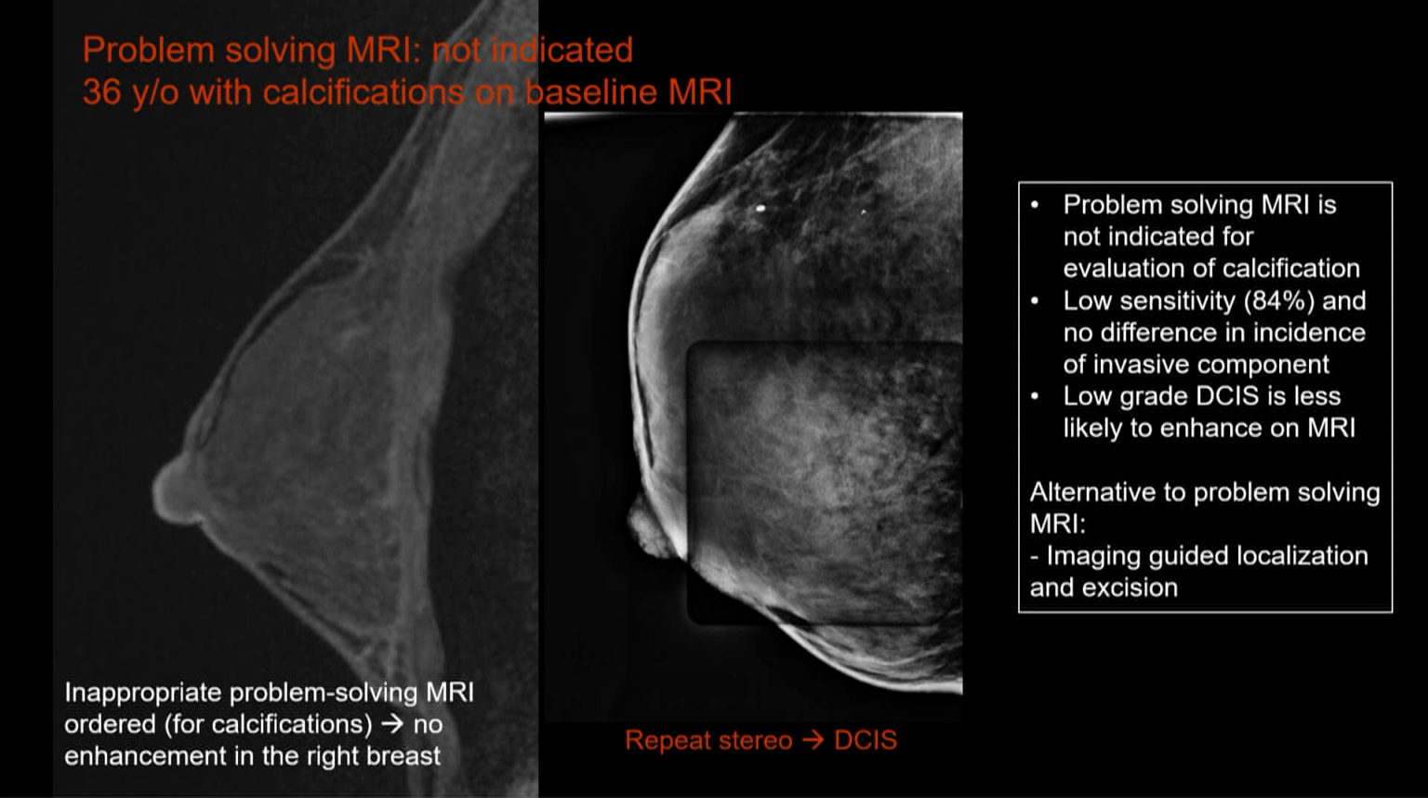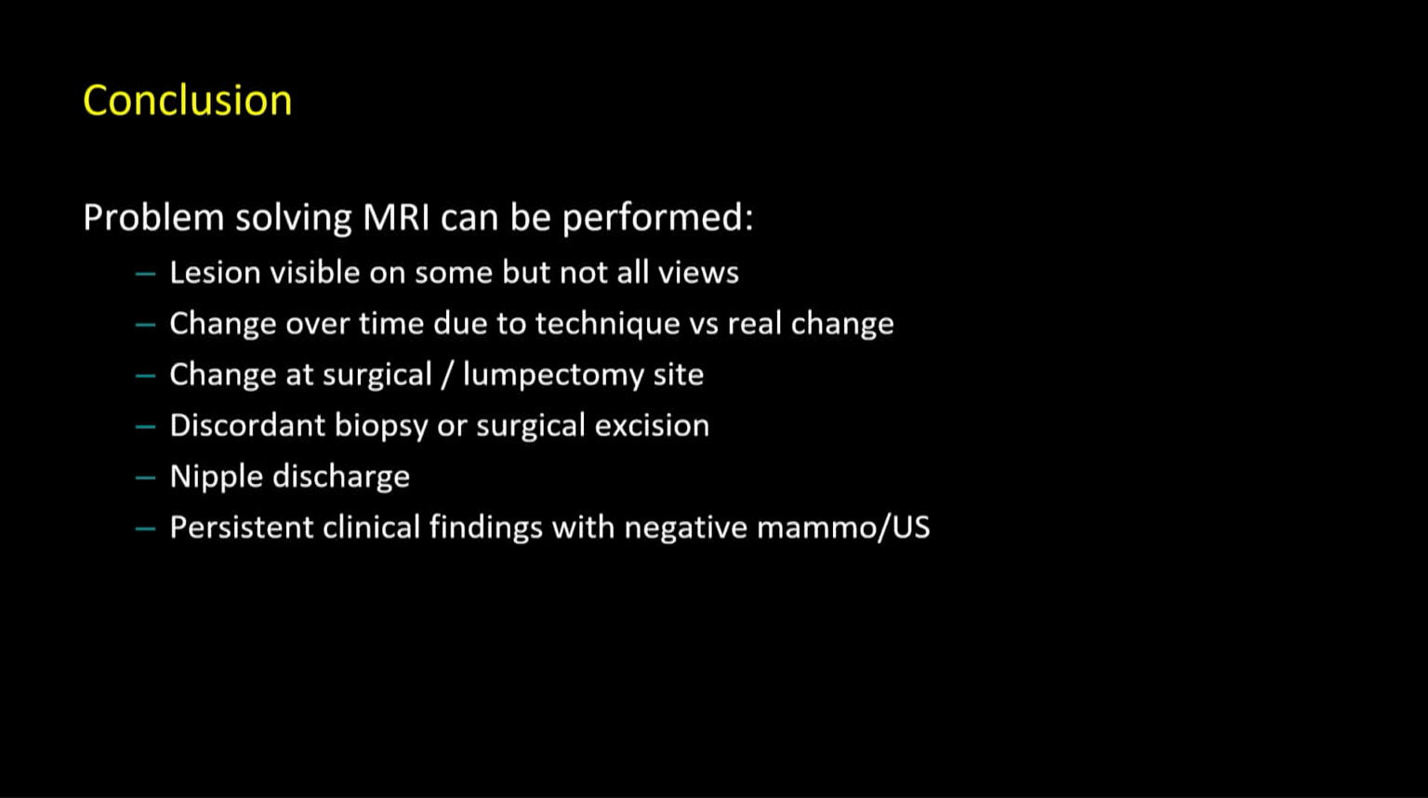So problem-solving MRI is not indicated for the evaluation of calcifications or short interval follow-up for calcifications. We have to remember that low-grade DCIS is less likely to enhance on MRI. Do image-guided localization and excision for suspicious calcifications if stereotactic-guided biopsy is unable to be performed.